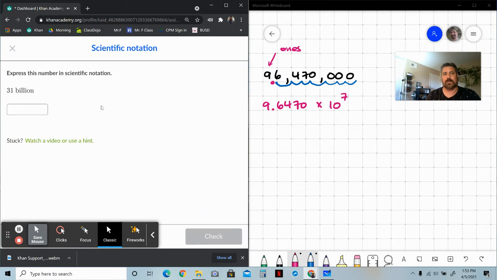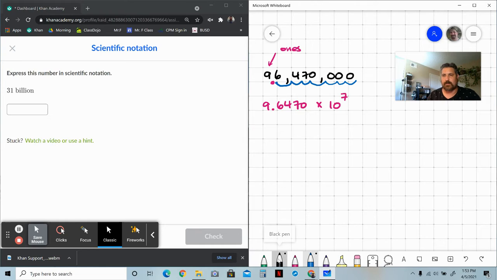Okay, this one's 31 billion. Well, you have to think about what the place value for billion would be, right? So this is 31 times whatever billion is. Now, we ask ourselves, what is billion, right? Well, a 1 with 6 zeros is million, right? So this would be 1,000 million. So billion is going to have 3 more zeros there, right? So this is going to be 1,000 million, and then billion.